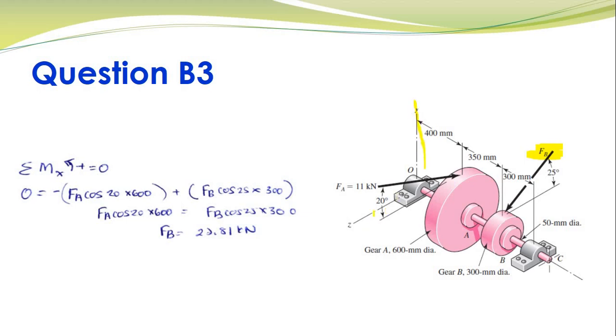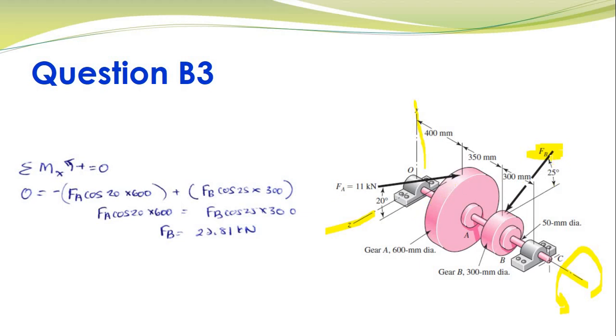This is our y-axis, this is our z-axis, and this is our x-axis. In order to solve for Fb, we can take the sum of moments about the x-axis, with counterclockwise positive, equal to 0. Then we need to identify what component of Fa is going to cause a moment about gear A. Fa is acting at 20 degrees with the horizontal, so the horizontal component of Fa is going to cause a moment about gear A.